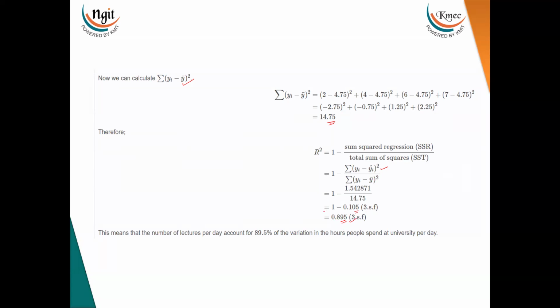So this means that the number of lectures per day accounts for 89% of the variation in the hours people spend at university per day. How much variation we have to find out for this R square? This much variation we are getting after finding the residual. So this is how we are going to find out the R square value, which is very important in linear regression. It is also called the coefficient of determination. When a question comes about coefficient of determination, we just have to explain what this R square is. And if a problem comes, this is the way we are going to solve this R square problem.